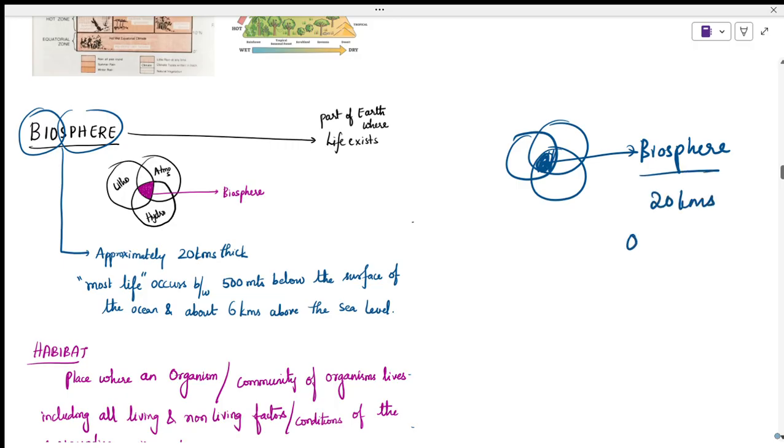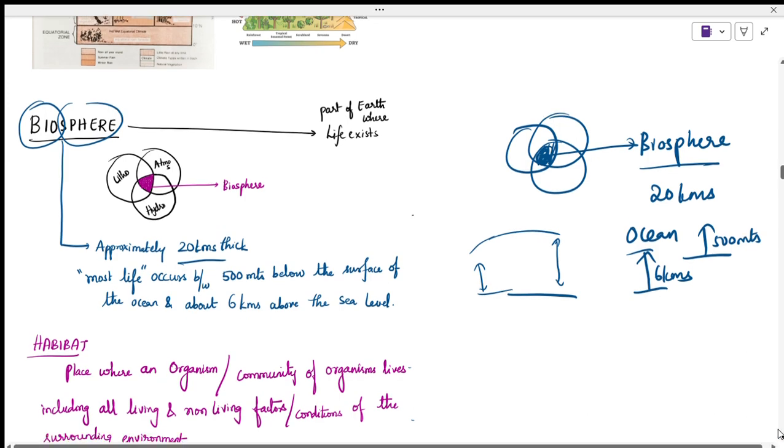In oceans it will be starting below 500 meters, and from above sea level it will be 6 kilometers. Generally it will be 20 kilometers thick where life is possible on the earth. Most of the life in oceans occurs below 500 meters. From below 500 meters to above 6 kilometers, then it is possible to have 20 kilometers, because you can see that tropopause near equator will be far and near poles will be nearer.